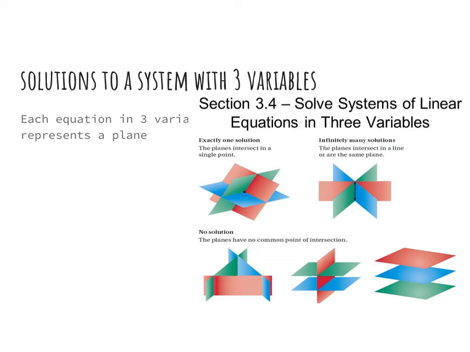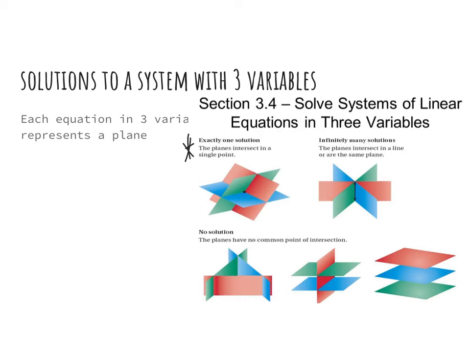So each equation in three variables represents a plane. When we're solving systems of linear equations, we're looking for where planes intersect each other. Now there's a few different options that we could have for solutions. We could have exactly one solution where all three planes intersect each other at a single point.